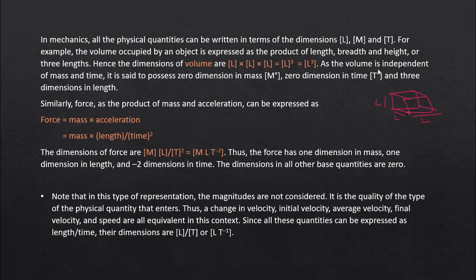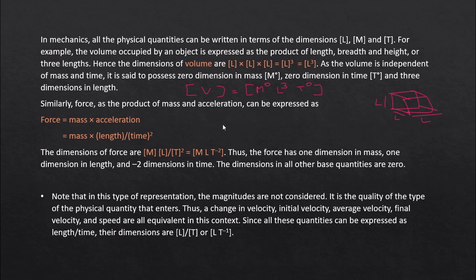So as the dimension of volume is independent of mass and time, it is said to possess zero dimension in mass, zero dimension in time, and 3 dimensions in length. Okay, so if we write the unit of volume as M to the power 0, L to the power 3, and T to the power 0, so it has 0 dimension in mass, 0 dimension in time, but 3 dimensions in length.